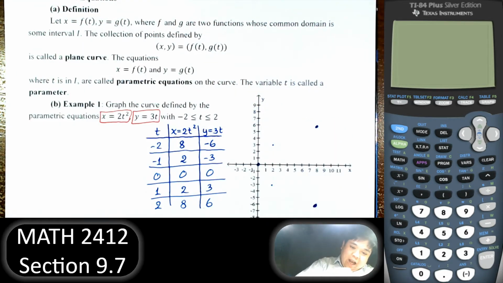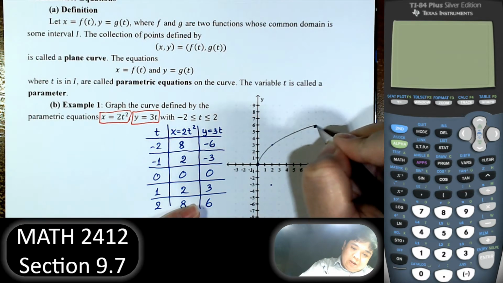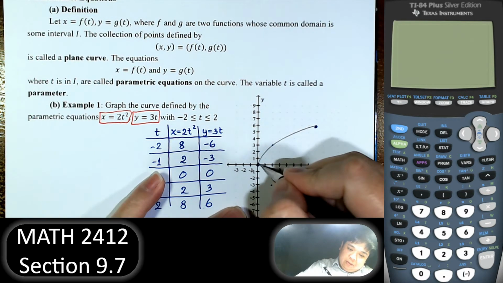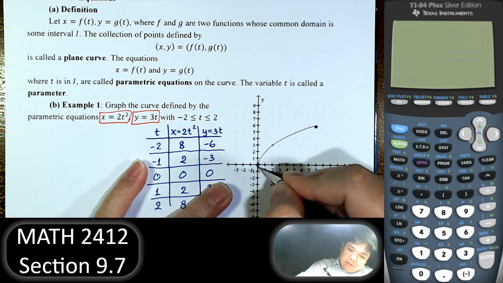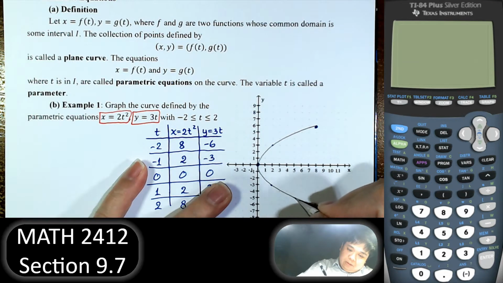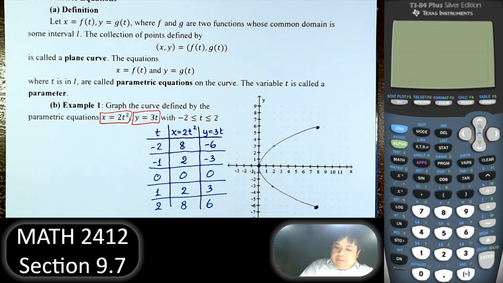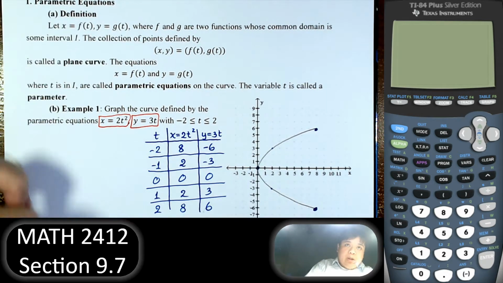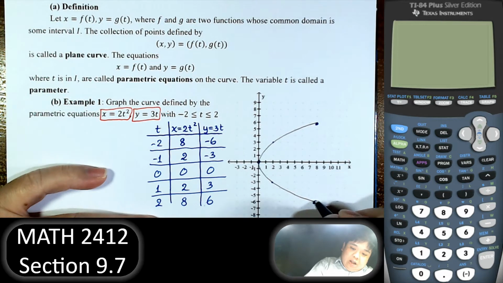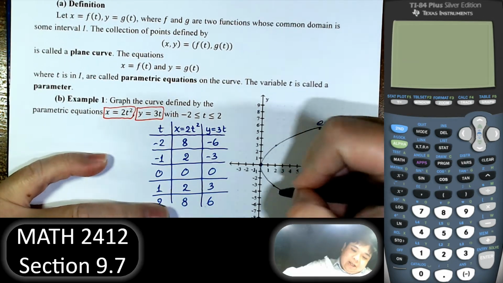So actually, it is a parabola. And furthermore, t goes from -2 to 2. So at t equal to -2, we start at this point. This is where we start. This is where it ends. And we go along this path.